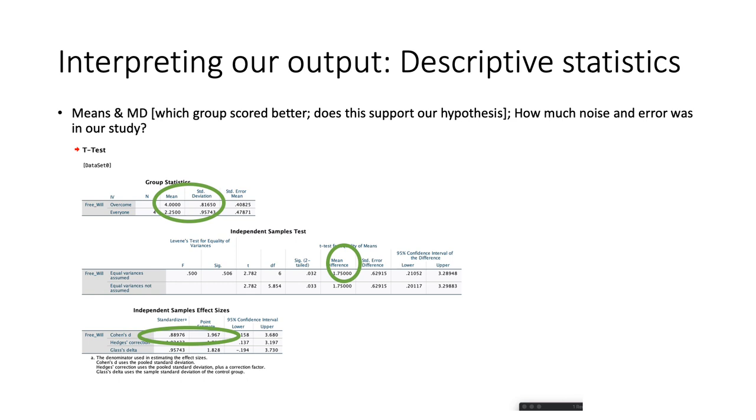Our Cohen's d is 1.967. It's the point estimate. That standardizer is just the average standard deviation. It's actually the pooled standard deviation. I'll explain that to you in a second. But ultimately, this is how it works.